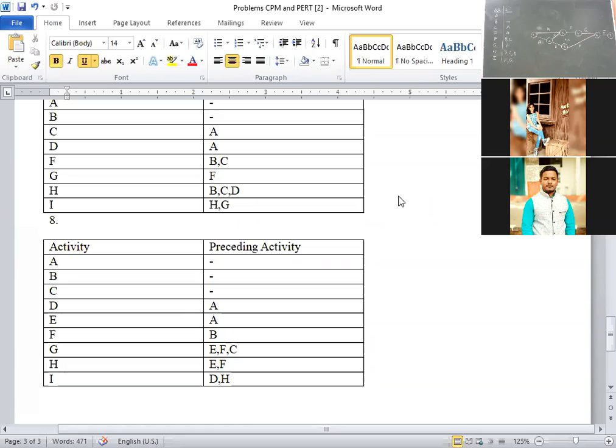Vaishnavi, got the answer? Yes, ma'am, I'm getting it, but I'm a little bit confused. How many nodes did you get? Ma'am, I got 7 nodes over here and only one dummy activity, but I'm confused in G and H activity. Okay, I will explain. Wait.